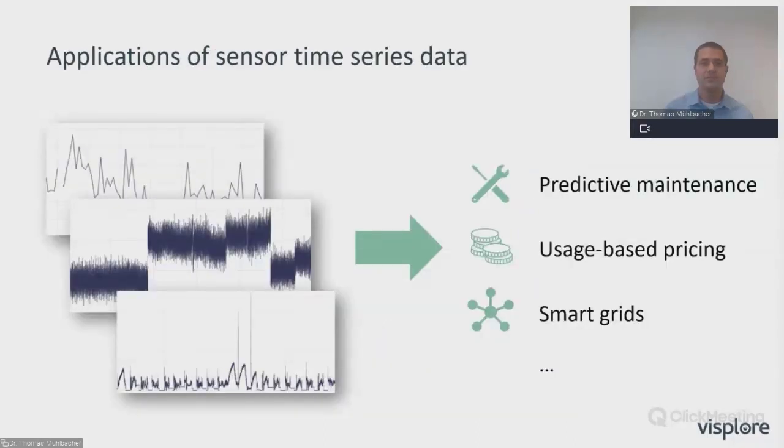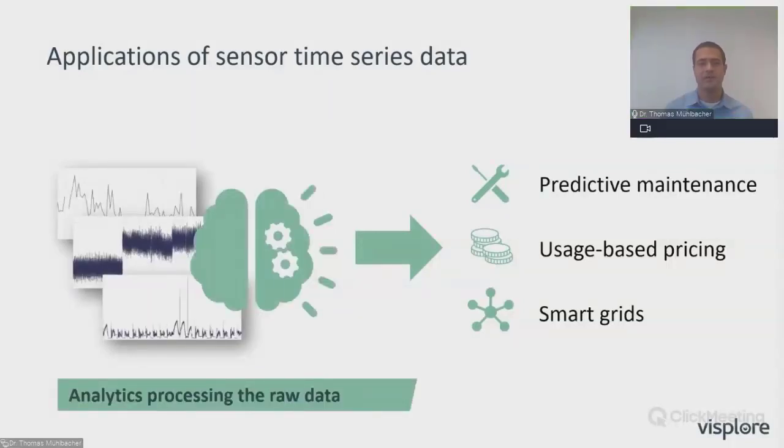So I guess many of you probably encounter time series data also in your daily work. This can be from machinery in the production process, maybe from smart devices, maybe from energy meters, or many other types of sensors. The raw sensor data is typically much less interesting than applications of it. I guess every one of you has heard or even experienced applications such as predictive maintenance, usage-based pricing schemes, smart grids, and many more. So we may ask ourselves, what do these applications have in common?